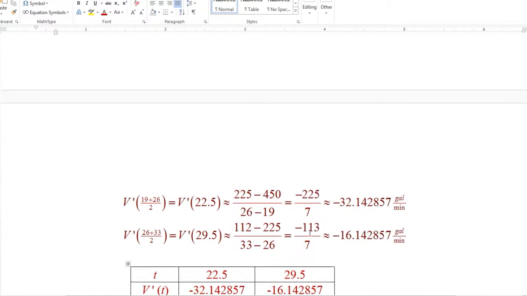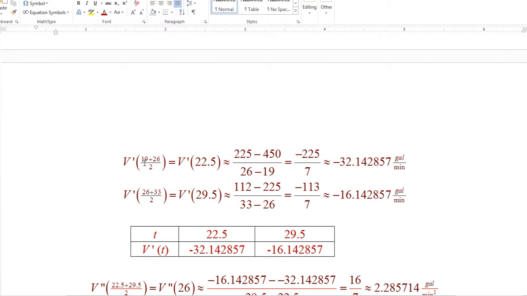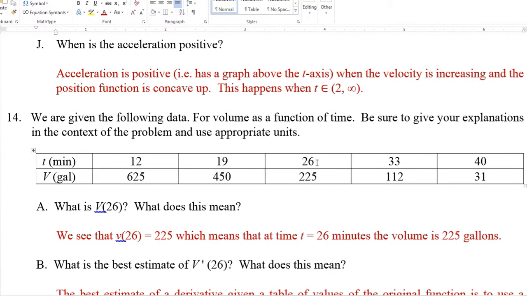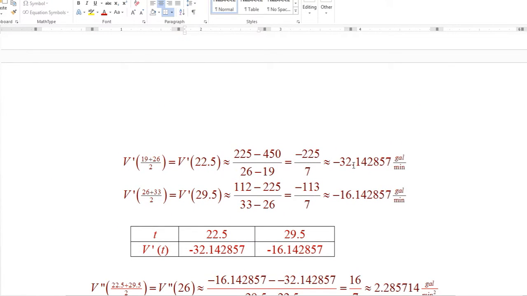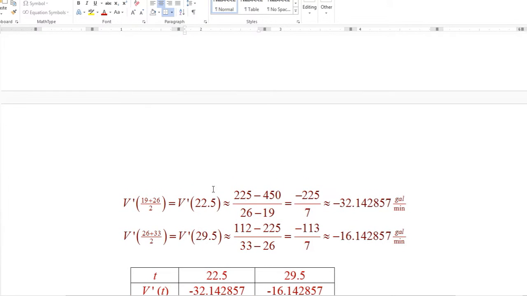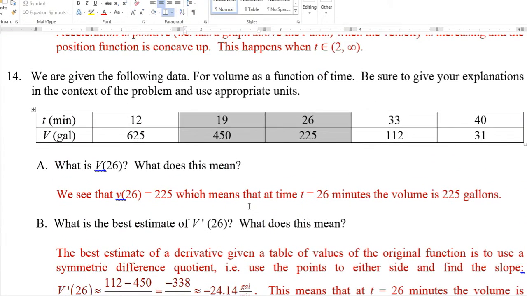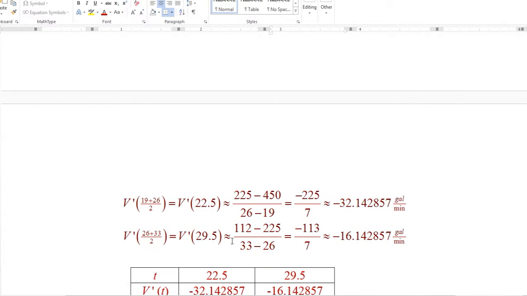So looking back at our table, you see that 19 plus 26 divided by 2 is 22.5. That's halfway between 19 and 26. And then the derivative there is approximately 225 minus 450 over 26 minus 19. That's using these 2 points right here. And then doing the slope, that turns out to be about negative 32. Well, it's negative 32 and 1/7. And then we do 26 plus 33 divided by 2, which is exactly 29.5. That's halfway between these two t values. Use those 2 points and do a slope. And here it is worked out.